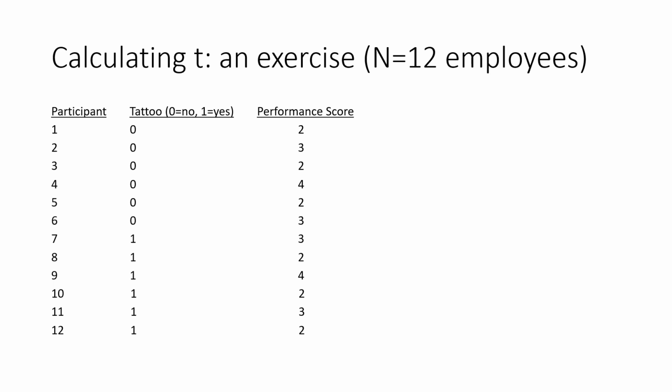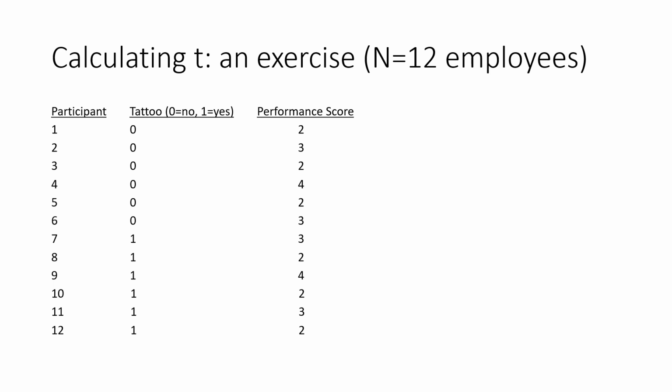So let's look at our data here. This is hypothetical data. In other words, these aren't real scores. I just put them together in order to illustrate how to calculate a t-statistic. And this is actually going to be quite an easy one to do, and I'll explain why that's the case. So we have 12 participants here, so our total sample size is 12. And then our independent variable here is whether or not the participant has a tattoo. A 0 indicates no, there's no tattoo, and a 1 indicates yes, this person has a tattoo. And then our outcome variable is a performance score. So you can see there are a number of scores there.